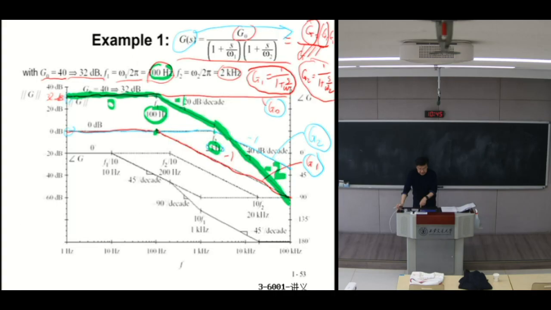Similarly, we can also look at the phase angle. This picture actually also has phase angle information. You can see the only difference is that it puts the phase angle axis on the right hand side.